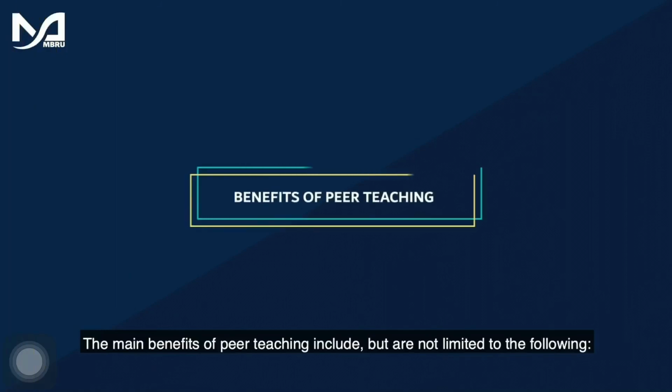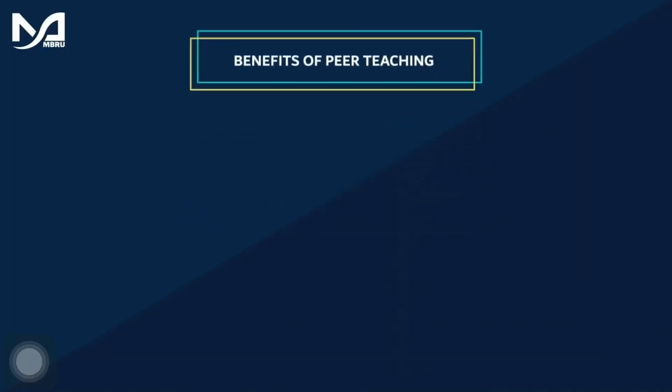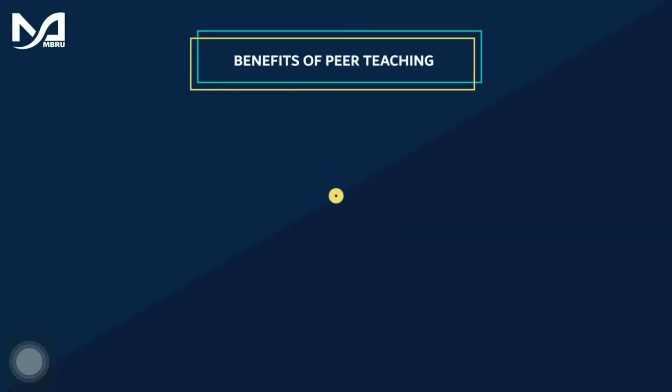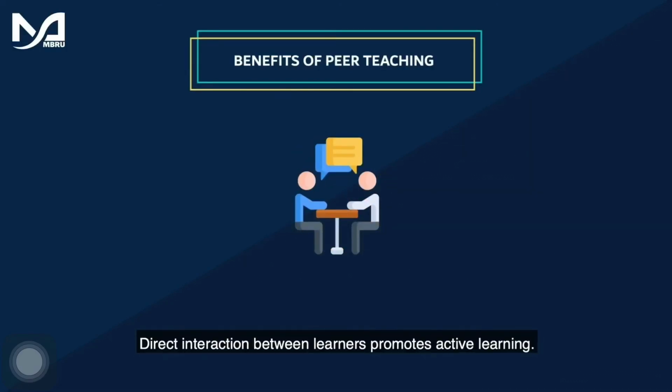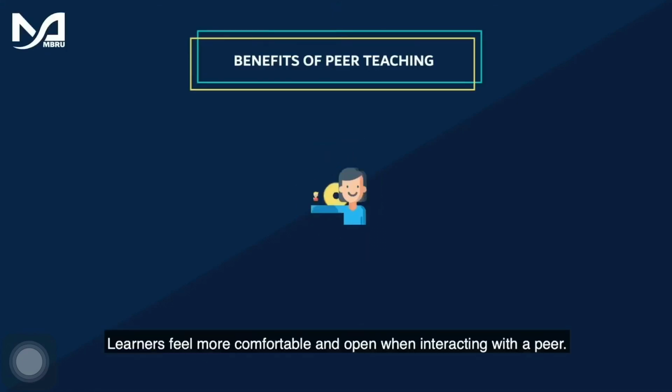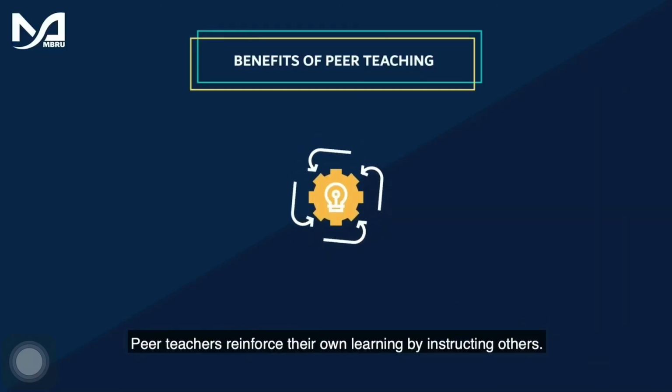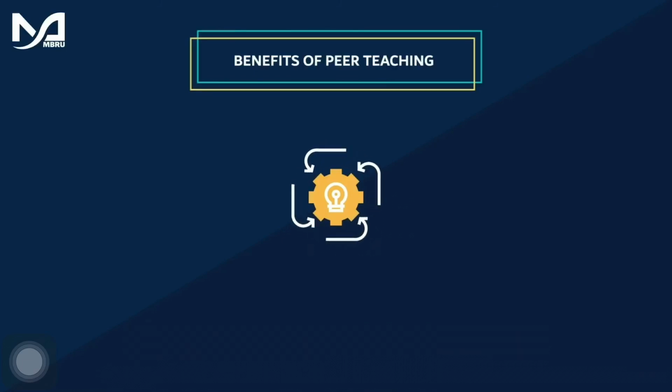The main benefits of peer teaching include, but are not limited to, the following. Learners receive a more personalised learning experience. Direct interaction between learners promotes active learning. Learners feel more comfortable and open when interacting with a peer. Peers share a similar vocabulary, allowing for greater understanding. Peer teachers reinforce their own learning by instructing others.